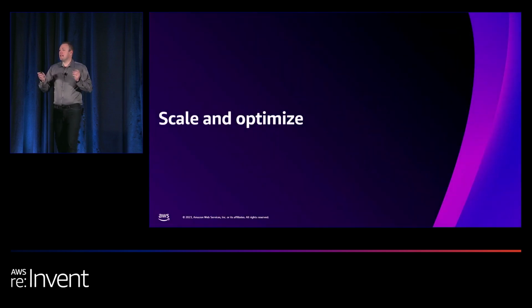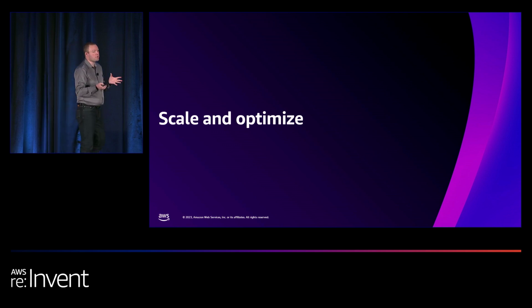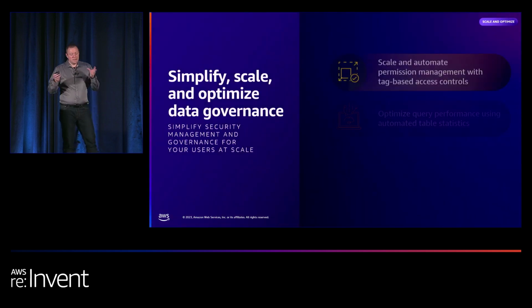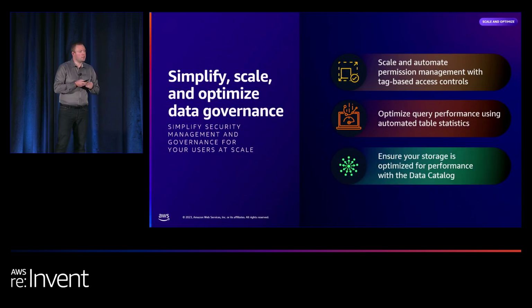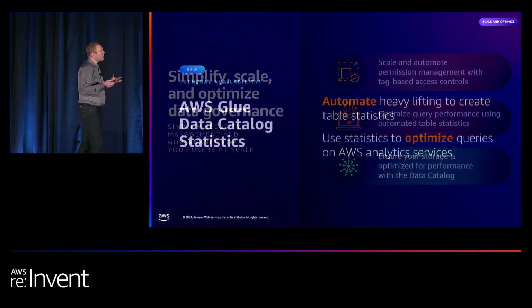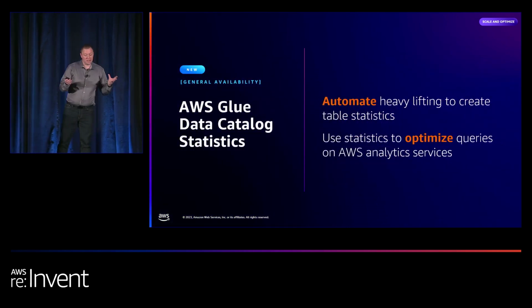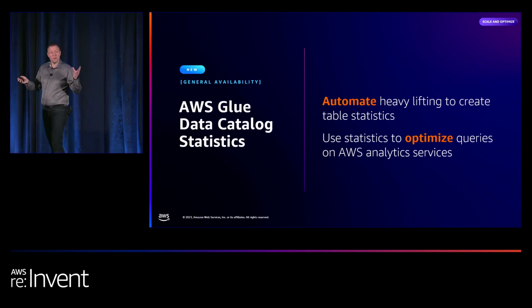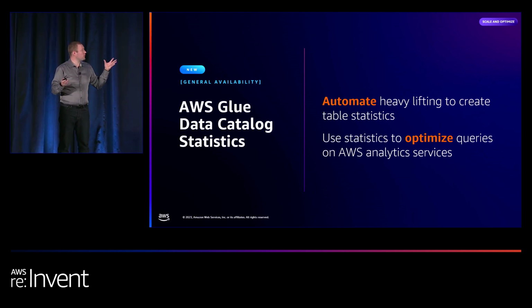So you have the data in your catalog. You have granted access to the people who actually need it. Now let's talk about scaling and optimizing your data and your data governance. And this theme is all about doing things at scale. The first thing that I want to talk about, something that I'm very excited to share, is the general availability of AWS Glue Data Catalog statistics.